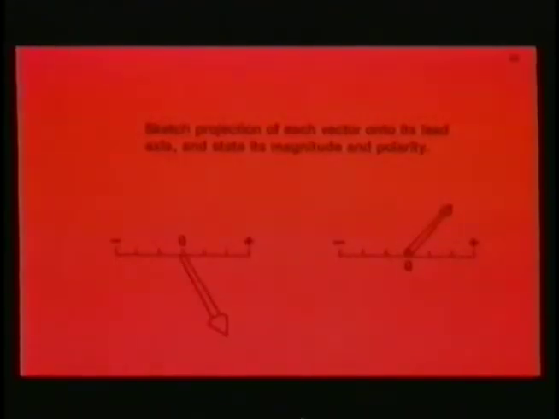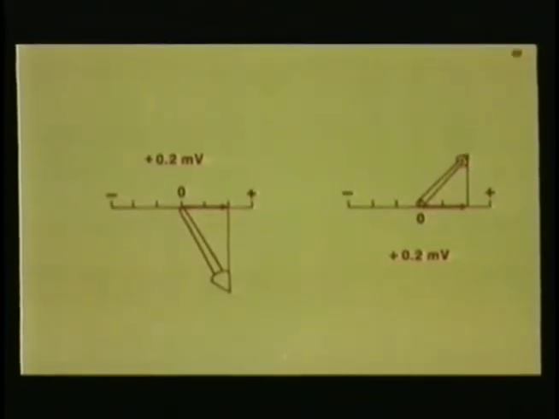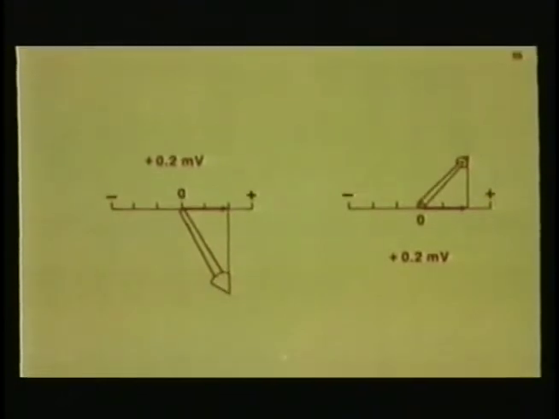68. Given 2 spatial vectors with their origins at the 0 points of 2 lead axes, sketch the projection of each vector onto its lead axis and state its magnitude and polarity. Each division on the axes equals 1/10 millivolt. 69. The point to be remembered is that the voltage recording reflects the relative polarity and magnitude of electrical forces parallel to the lead axis. In this case, the ECG records identical 2/10 millivolt positive potentials.